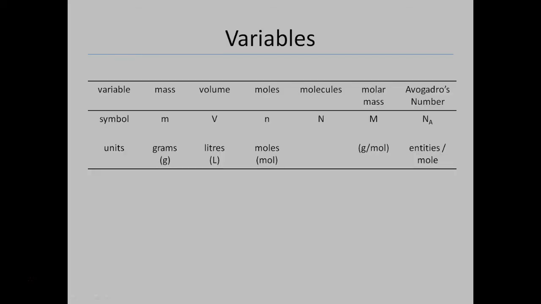Now, with our calculations, we have a number of values and a number of units. So we have our mass, we have volume, we have moles, we have molecules, we have our molar mass, and we have our Avogadro's number. And in this table you can see the symbol for each of these variables in our calculations, as well as the name of the unit and also the unit.